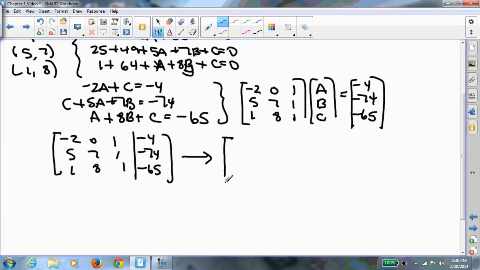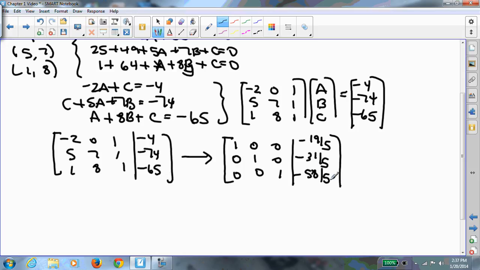Or actually, I can use my calculator to get it to row reduced echelon form. And row reduced echelon form would look like the following. 1, 0, 0, 0, 1, 0, 0, 0, 1. And then on the other side, I would have negative 19 over 5 and negative 31 over 5, I believe, and negative 58 over 5. So what this means is that a equals negative 19 over 5, b and c consequently.